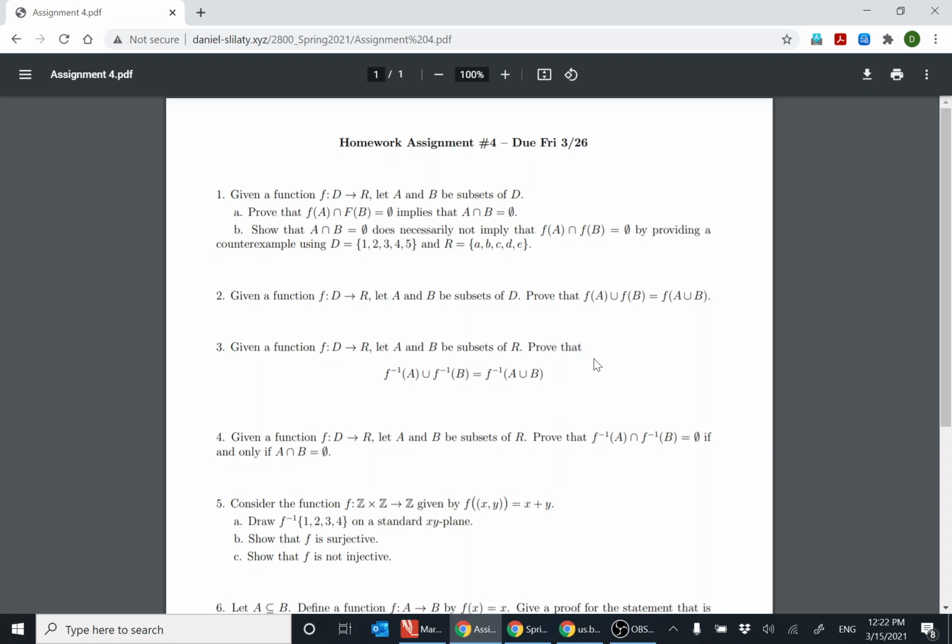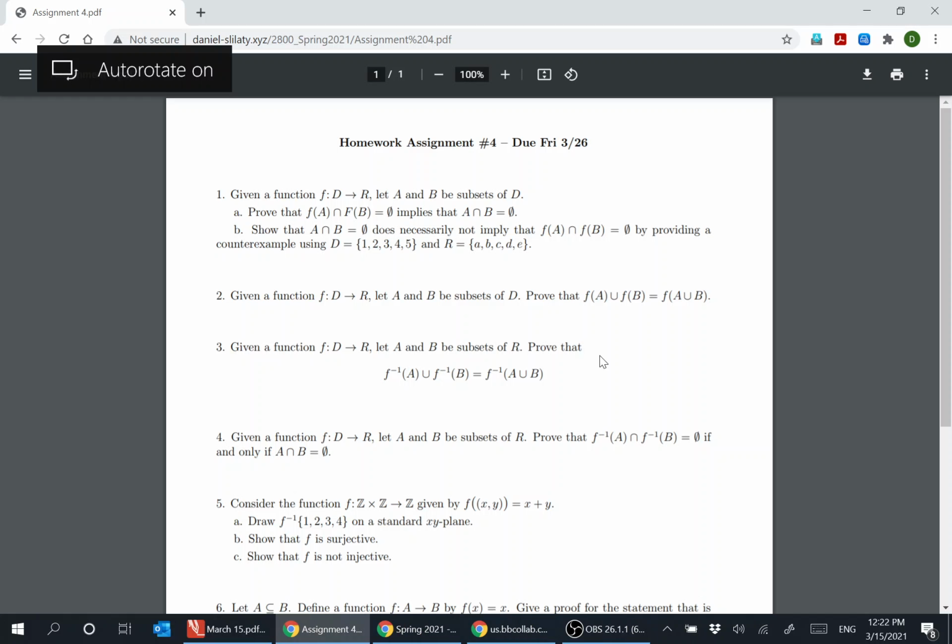The assignment 4 was posted this past Friday, and it's due on Friday, the 26th. Does anybody have any questions on it so far? I'm not necessarily expecting anything at this point, but has anybody gotten started on it, and do we have any questions?